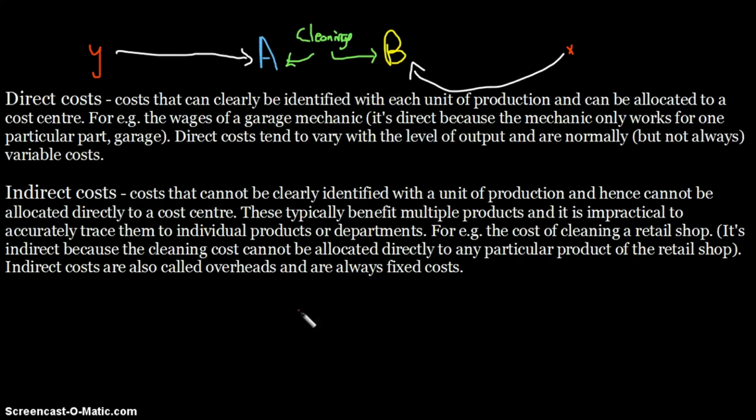Sorry, maybe it's a little confusing for now, but you can rewatch it and read it again to identify what the direct and indirect costs are. Direct costs can be directly allocated to a particular cost center. Indirect costs cannot be particularly allocated to a cost center.